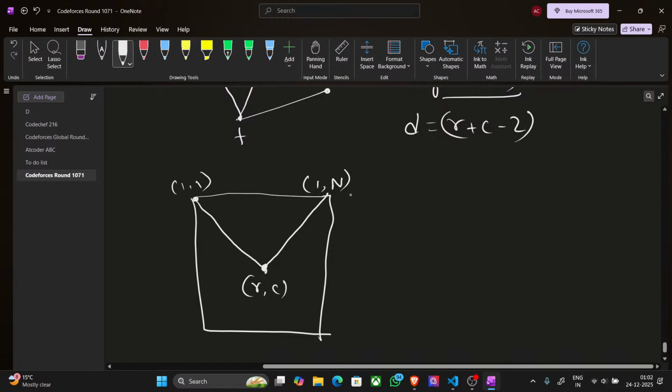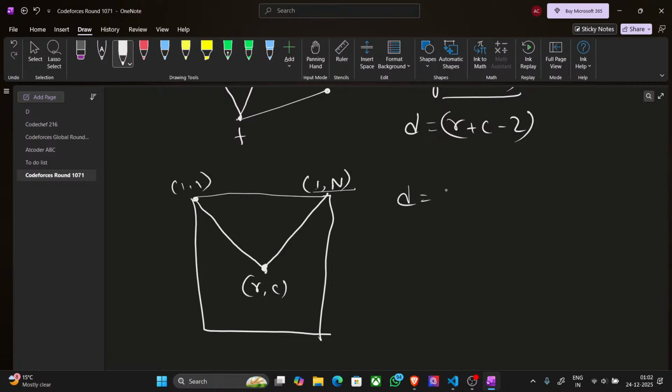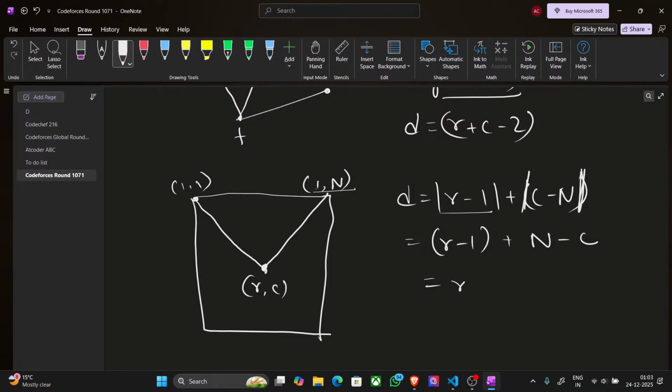For any particular point, which will be the perpendicular from it? I can also find the distance from 1, n. So the Manhattan distance is R minus 1 plus C minus n. I can write it as R minus 1 because 1 is always smaller, but n is always greater than or equal to C, so I will write n minus C. So it will be R minus C plus n minus 1. So this is my second equation.